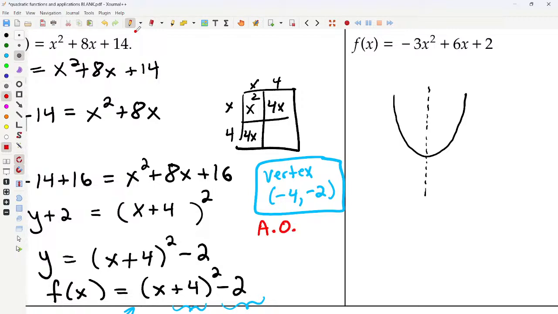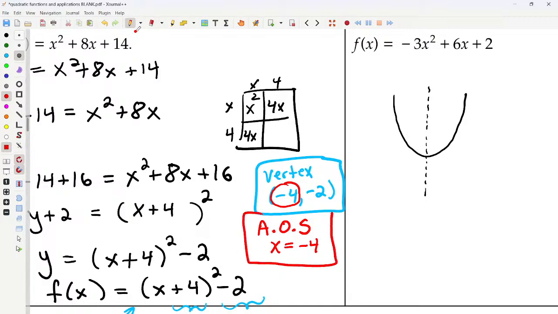which I just will abbreviate AOS. One major thing about that, to get it marked correctly, it must be written as an equation. And the equation is x equals whatever the x coordinate is of your vertex. So the axis of symmetry passes through the vertex.